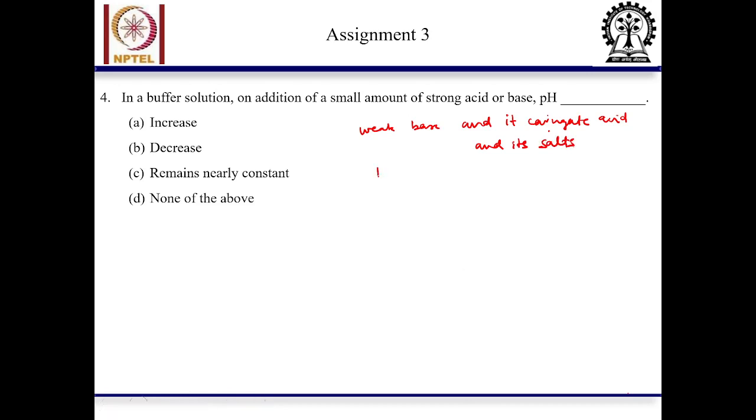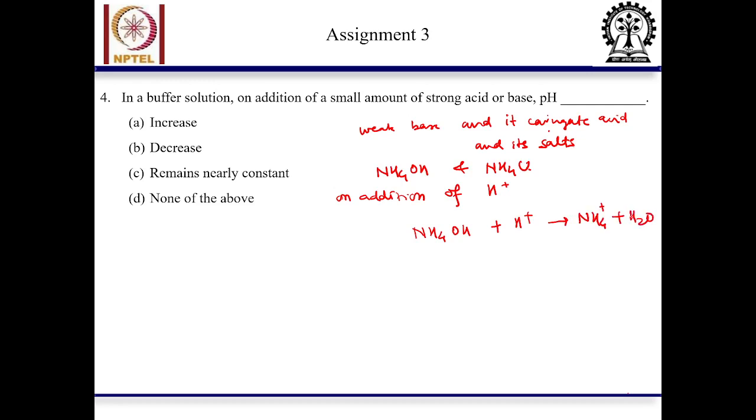Any of is fine. So I will take the example of ammonium hydroxide and ammonium chloride. Now what will happen on addition of H plus ion? So basically ammonium hydroxide plus H plus ion will give ammonium ion plus water molecule, right? If we write H plus as HCl, what will form here? Ammonium chloride, which is a salt. So this will not change the pH of the solution.